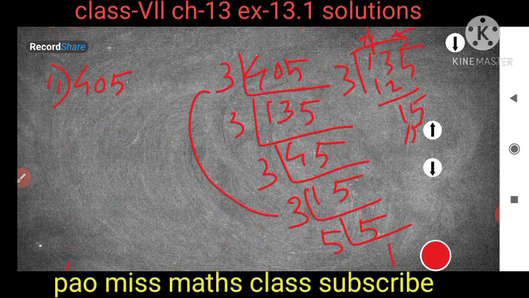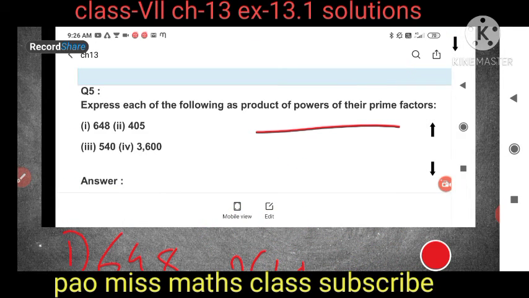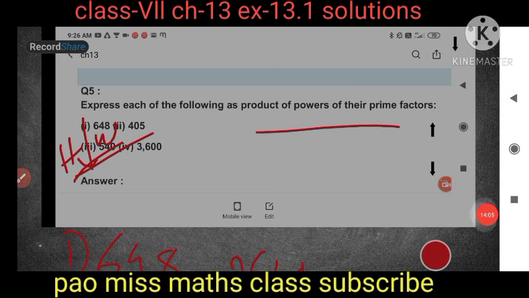So hope you have understood. Now you can see here the remaining 2 questions, 540 and 3600. Both of these questions I will keep as homework. So please find the prime factors of these values and write them in exponential form. Now come to the next question.